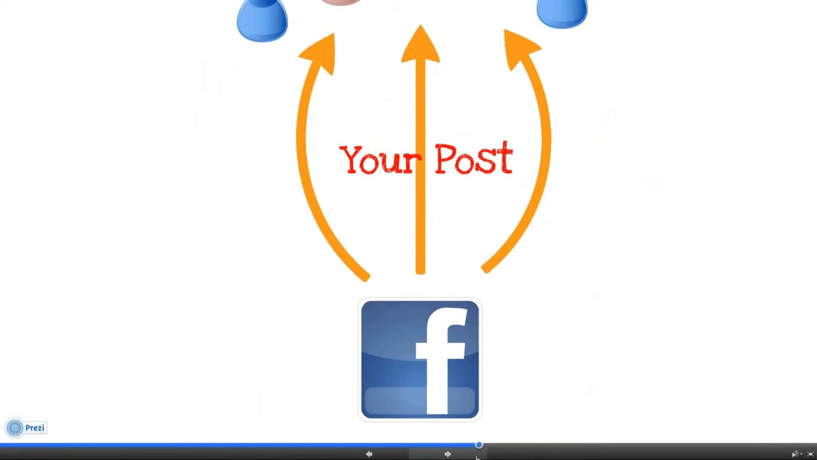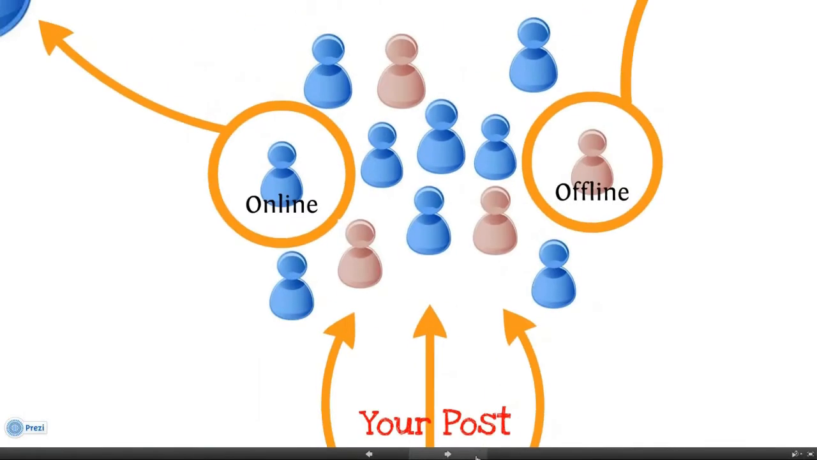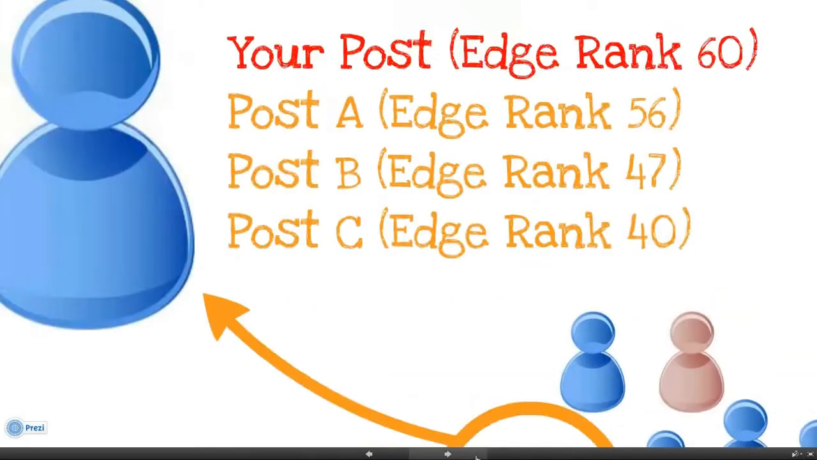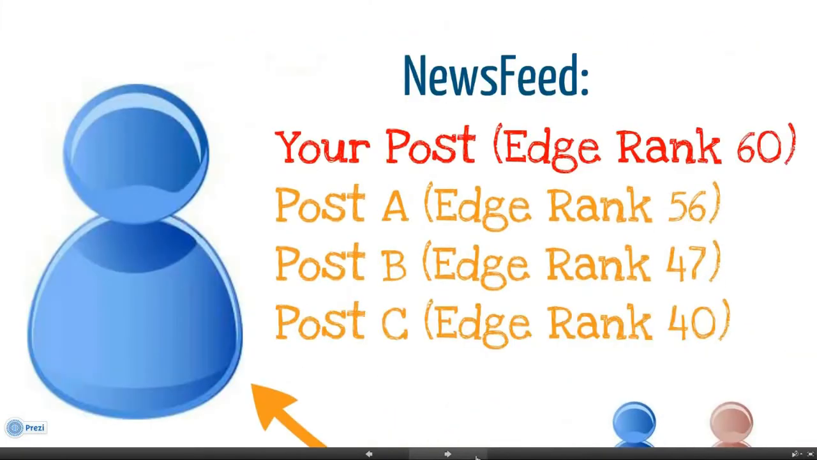So once again, let's say your page makes a post. Your post goes out to your whole audience. Not all of them are going to be online looking at their news feed at that given moment, but let's look at one who is. So this person was on Facebook. You made the post. It's going to go right into his news feed. So it's going to go right at the top here. It's going to have a good edge rank because it's a very new post.